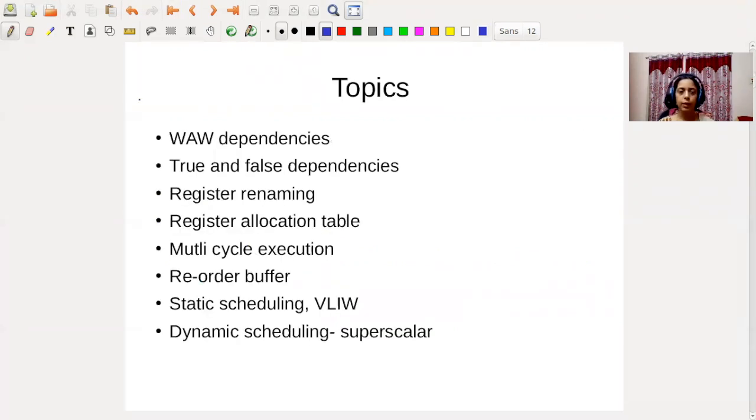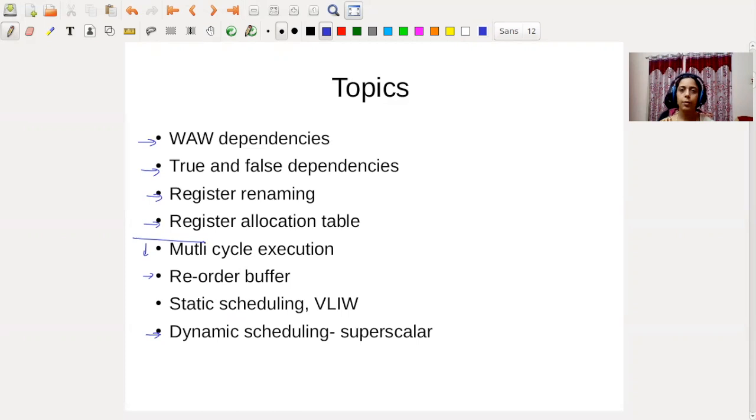So the topics we'll try to cover here, firstly in this and the next video, are what is called write after write dependencies, the difference between true and false dependencies, how we resolve this with register renaming, and the concept of a register allocation table. Once we cover this, we're going to discuss the next concept, which is multi-cycle execution, the need for what is called a reorder buffer.